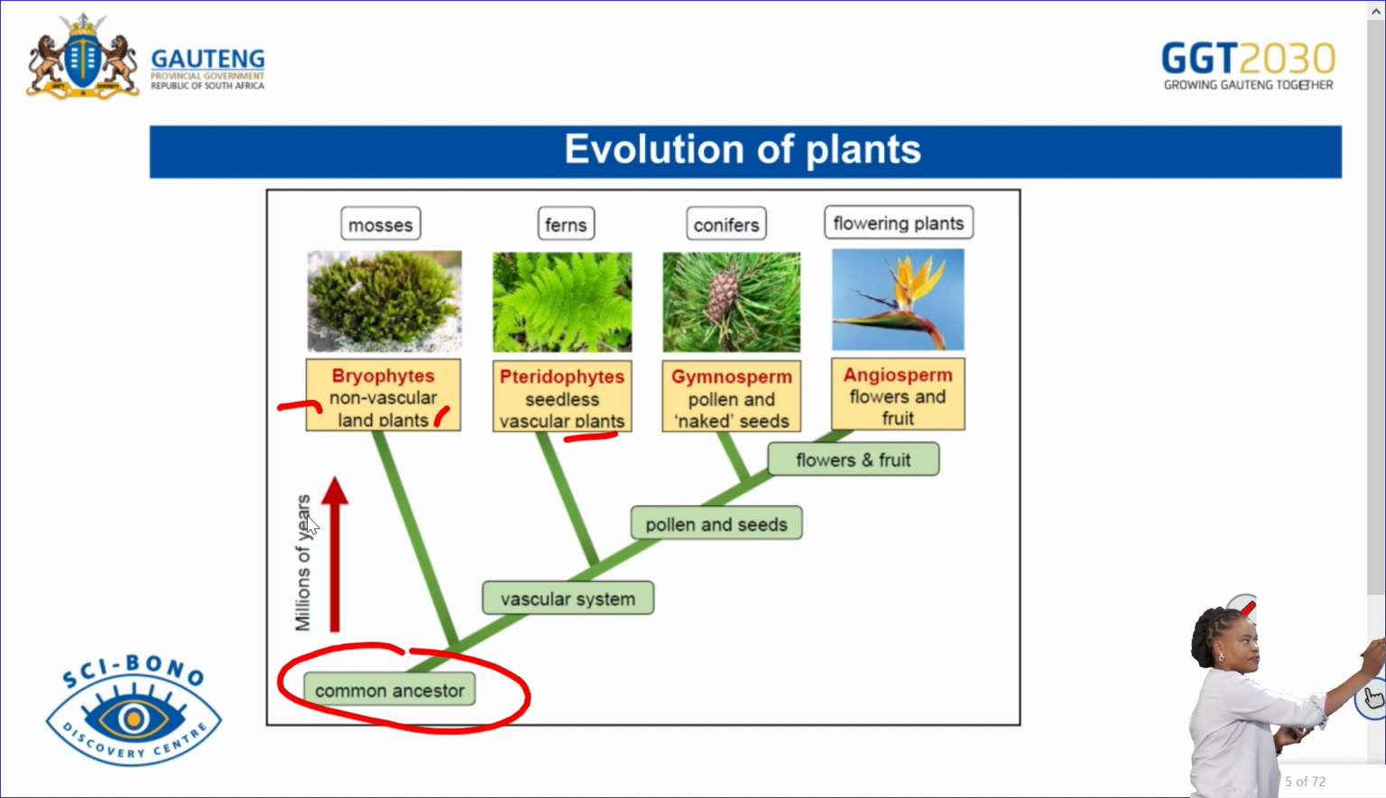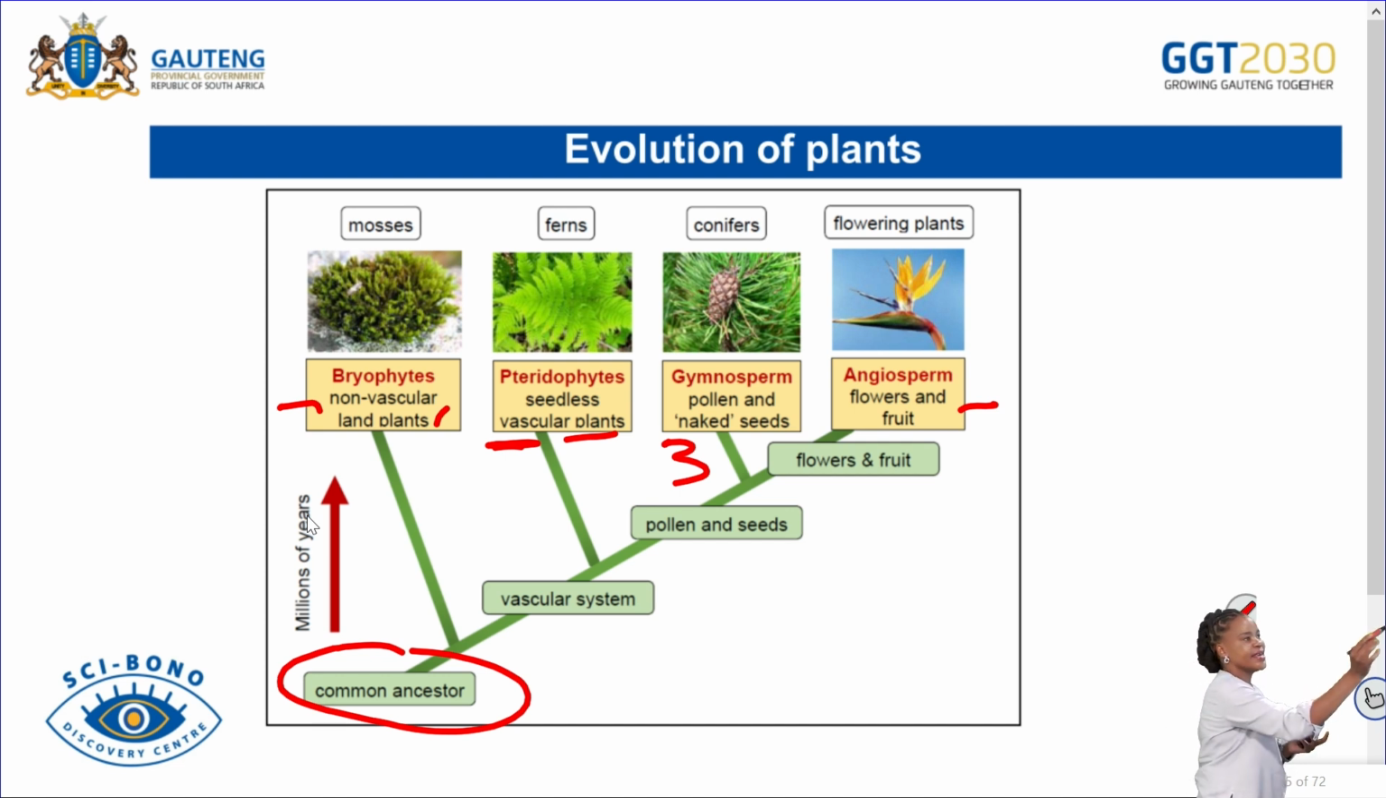And then when we talk of the vascular plants, we are simply talking about the plants which have true roots, stems and leaves. In other words, they do have the conducting tissues. And then the third descendant will be the gymnosperms, and the gymnosperms bear pollen as well as naked seeds. And then the last one will be the angiosperms, and angiosperms are flowering plants.